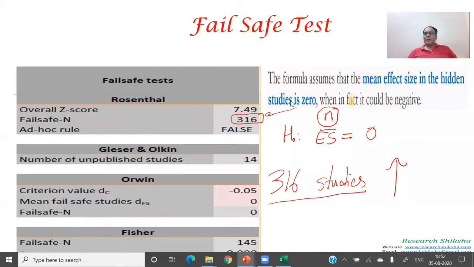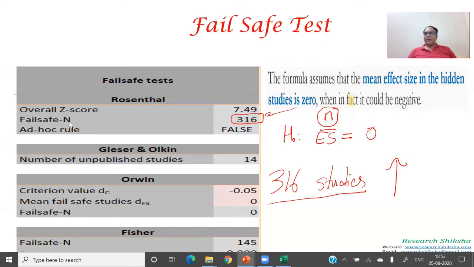Okay. Now, similar to this test is the Glaser and Olkin test, which is also giving you the number of studies. In the Orwin test, he decided let's not give it zero, let's make it minus 0.05. Then how many studies are required to reach this level? Then we have Fisher. So all these tests are giving you almost the same results, meaning the concept is the same behind all of these tests. But the most important test here is the Rosenthal test, and this test is known as fail-safe N.